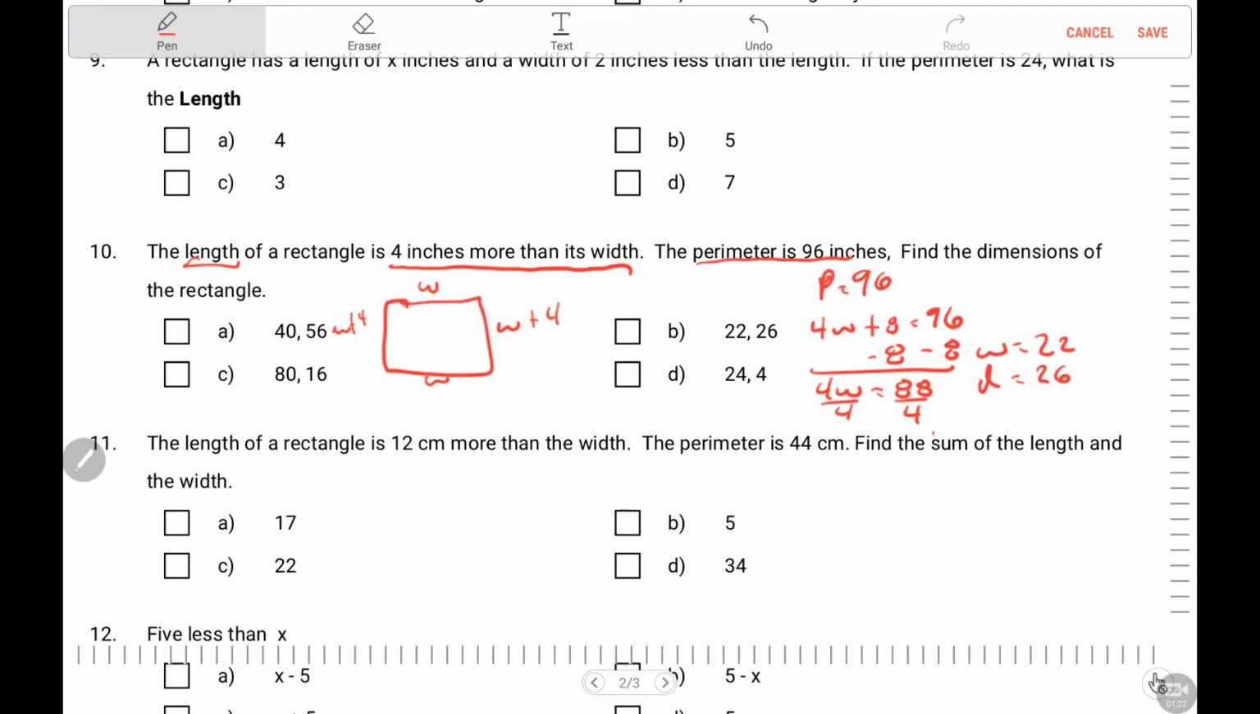Be careful on number 11 because it asks for the sum of the length and width. So you'll get the length and the width and add them together.